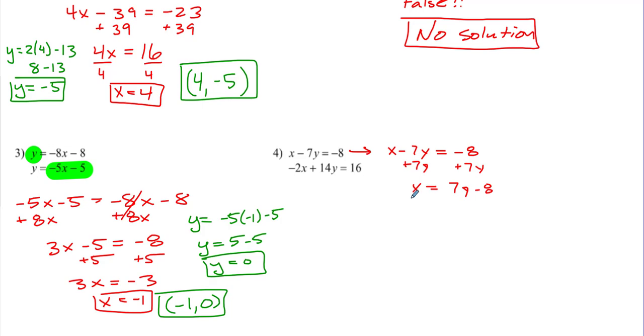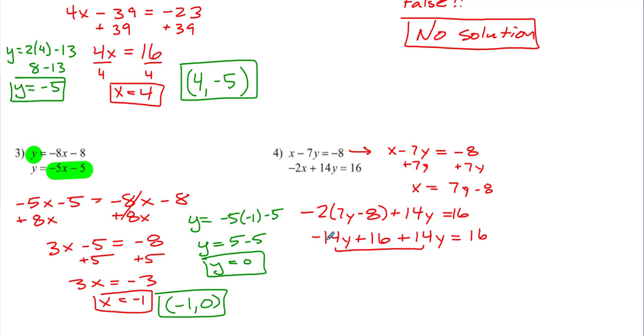Look at that. Now this is by itself. I can plug this x into here. So let's do that. Negative 2 times 7y minus 8 plus 14y equals 16. Boom. Now let's just solve. 7 times negative 2, negative 14y. Negative 8 times negative 2, positive 16, plus 14y equals 16. All right, let's combine these like terms. Negative 14y plus 14y, that becomes 0, so I got 16 equals 16.